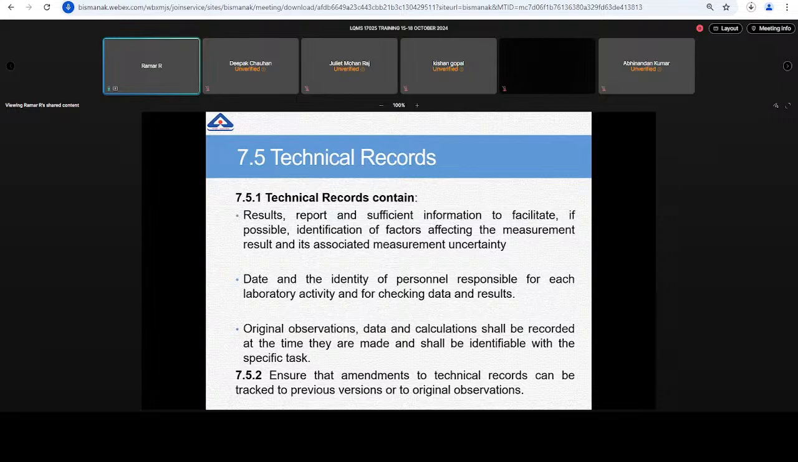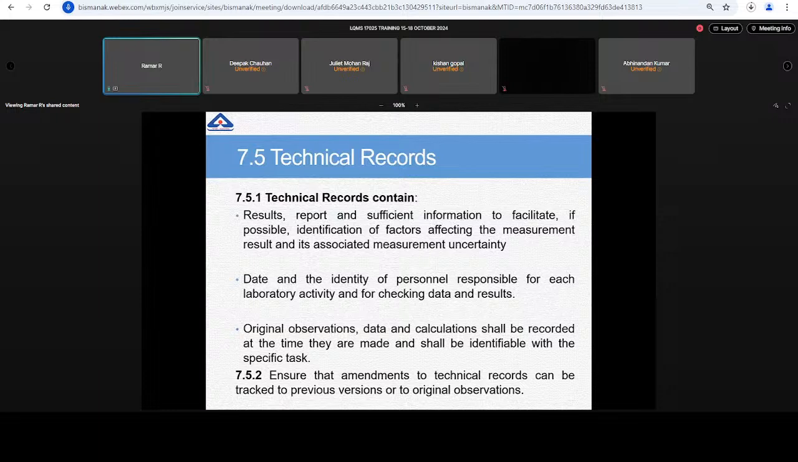And when you are recording, whenever you are performing the testing, at the time the observations are generated, they should be immediately recorded in the official registers, workbook, logbook or formats.